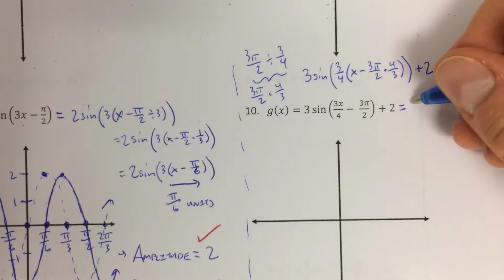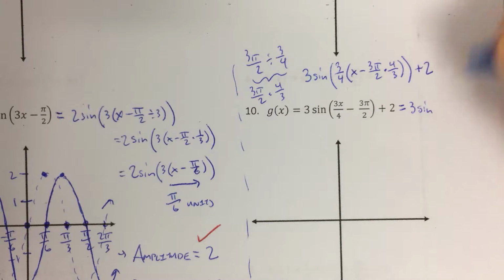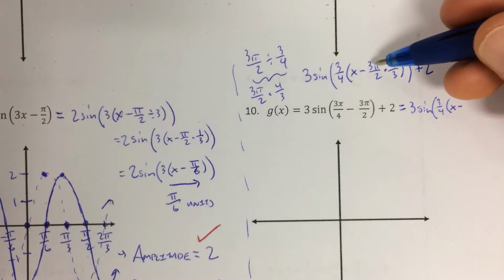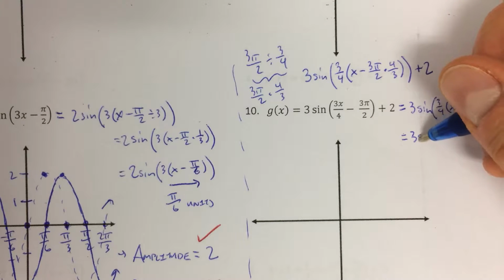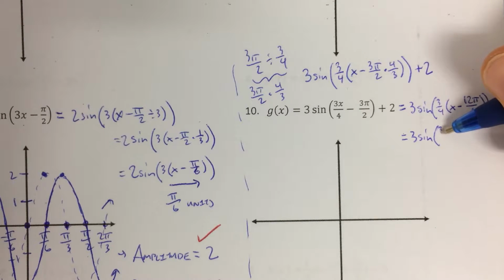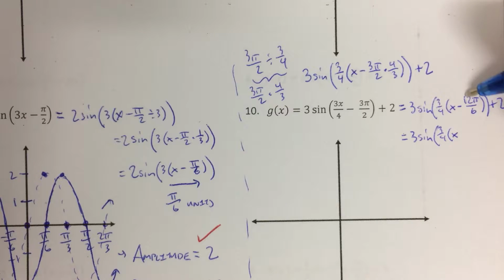Now we can simplify this. 3 sine 3/4 x minus 3 times 4 would give us 12 pi. 2 times 3 would give us 6, plus 2. We can simplify a little further. 3 sine 3/4 x minus 2 pi, and we add 2.